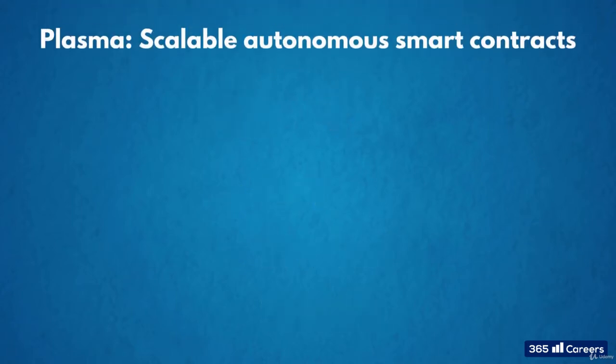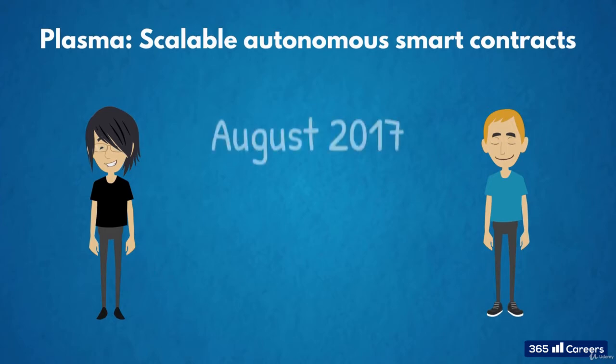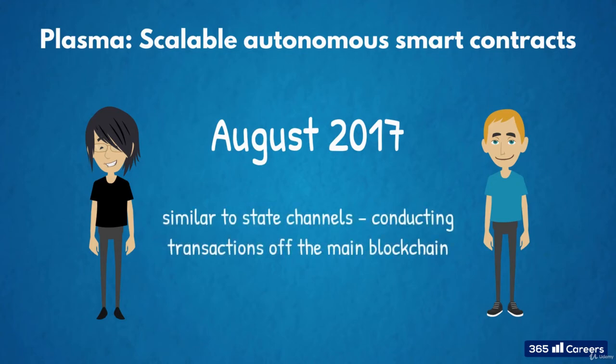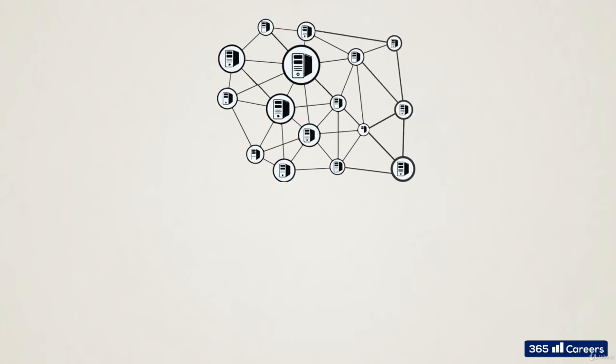Plasma. Plasma is a new concept introduced by Vitalik Buterin and Joseph Poon in a research paper titled Plasma: Scalable Autonomous Smart Contracts, published in August 2017. It is similar in a way to state channels, as it aims to build a platform for conducting transactions off the main blockchain while it's still connected to it.